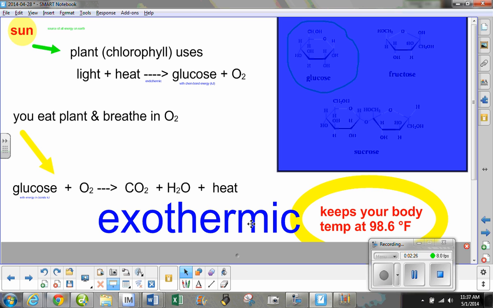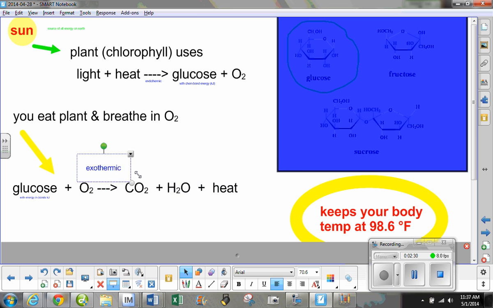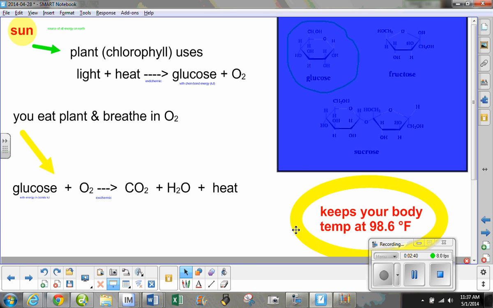And that combustion reaction is going to produce heat. And that heat energy is what we use in our chemical equations. And by the way, this is what keeps your body at 98.6, plus or minus a few tenths of a degree. So that's the same everybody the world around.